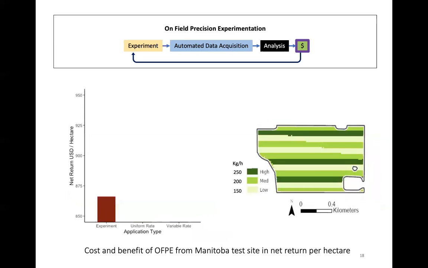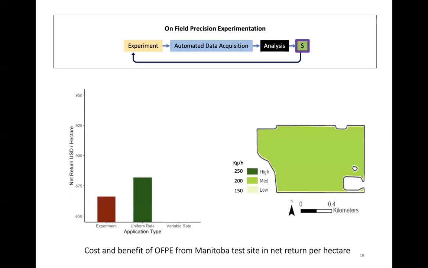And so just to bring it home with some economics here, this is the net return in US dollars per hectare, this figure here on the left, what the farmer actually got from this field. So there's what actually happened. This was the so-called experiment. That's what the farmer actually made this year. Now, if the farmer had applied what they normally would, that average rate across the entire field, they actually would have made a bit more according to our model. They would have made about $15 or $20 more per hectare using that average rate.